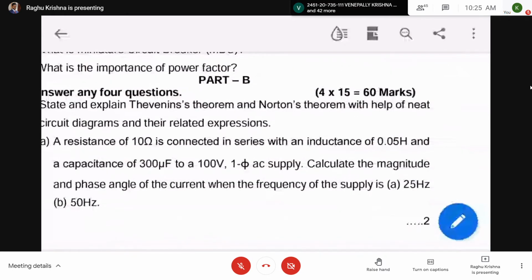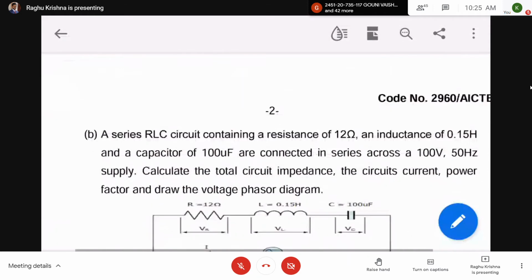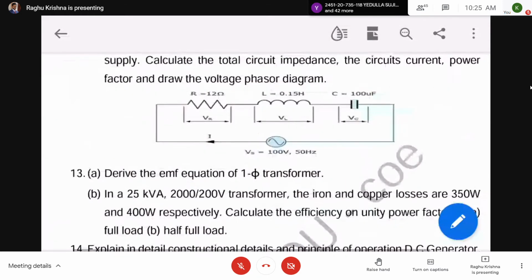If you calculate the magnitude of Z, under root of R square plus X square, you are going to get the magnitude of Z. So if you divide V with Z, that is if you do V by Z, you are going to get the magnitude of the current. How to calculate phase angle I will send you. Okay. Next, this is also based on RLC.